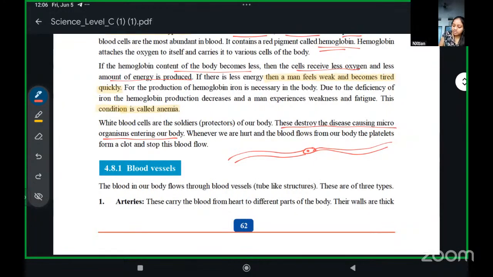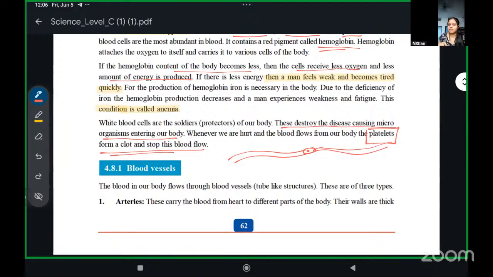These platelets, the blood platelets, their function is to form a clot and stop the flow of blood, to solidify and stop the flow of blood. This is what the platelets do. So three things we have in the liquid blood. We have the red blood cells, which contain hemoglobin. Hemoglobin carries oxygen in the body. When there is a deficiency of hemoglobin, that condition is called anemia.